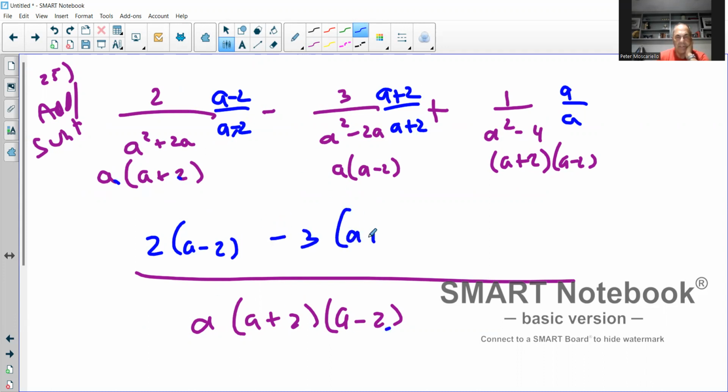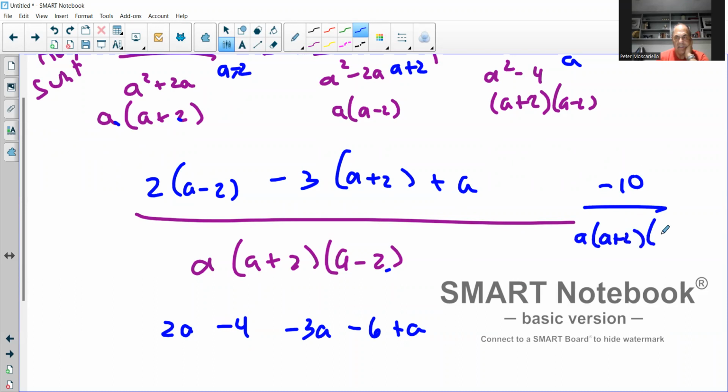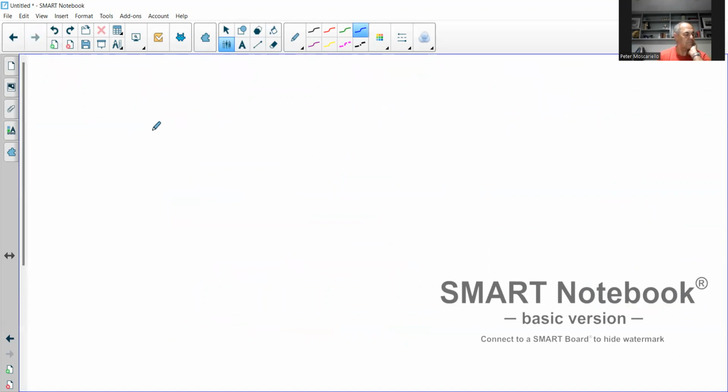Minus 3 parentheses A plus 2 plus A. And you simply clean up the numerator. So what do we get? Negative a, no, we get just negative 10, I think. Oh, did I do that right? Let's see, 2a minus 4 minus 3a minus 6 plus a. So that's negative a plus a, no a's. Yep, that's it.